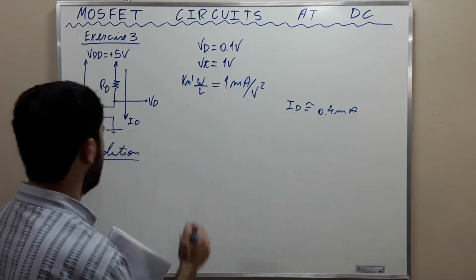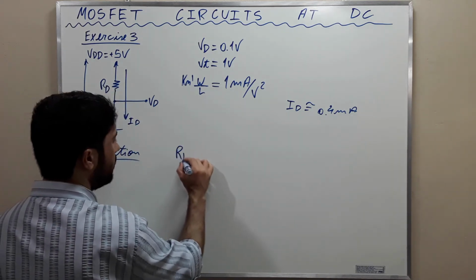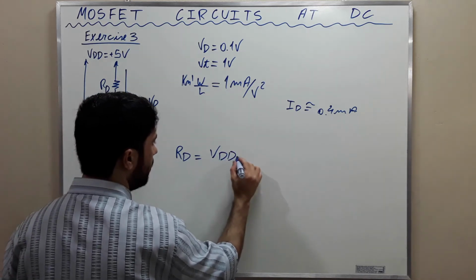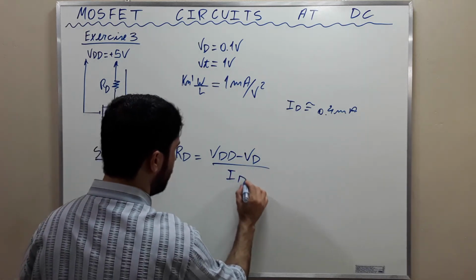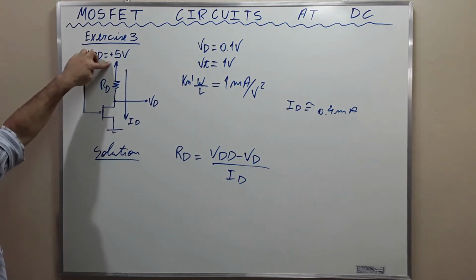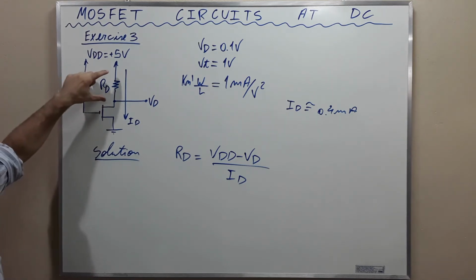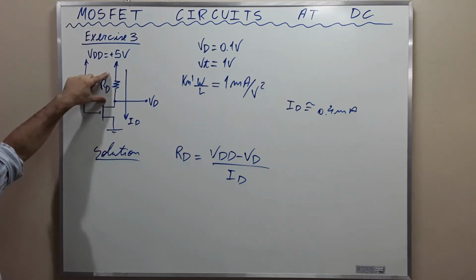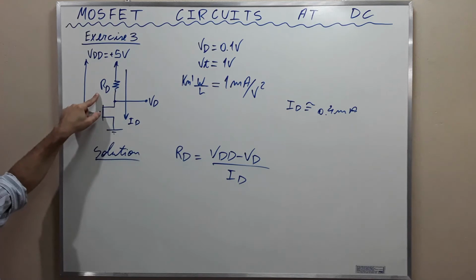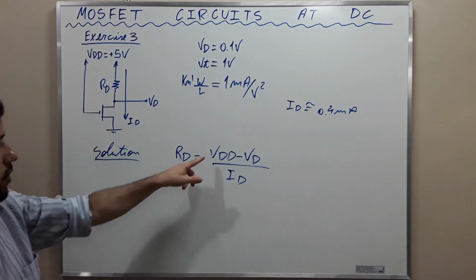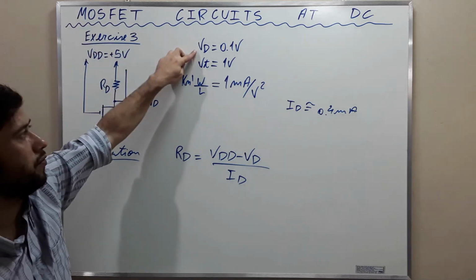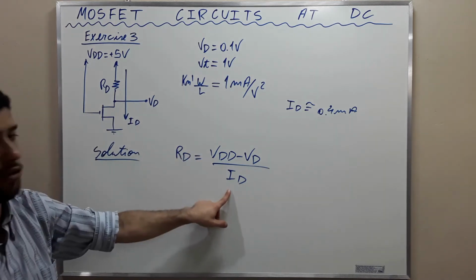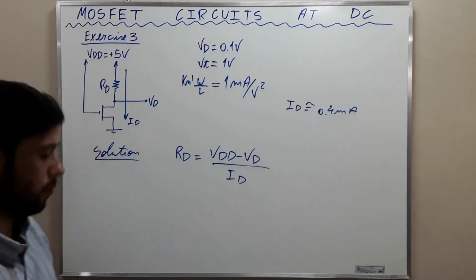So RD, one more time, as we did before, RD is equal to VDD minus VD divided by ID, okay? VDD minus VD is the voltage on top of this resistor. If we divide the voltage by the current, we get the resistance. VDD is 5 volts. VD, the problem gave us 0.1 volts. ID, we just calculated 0.4 milliamperes.